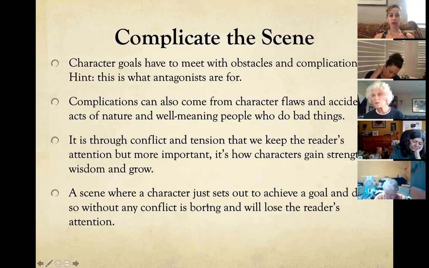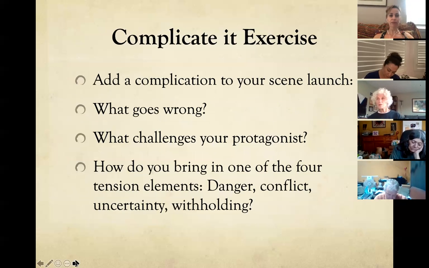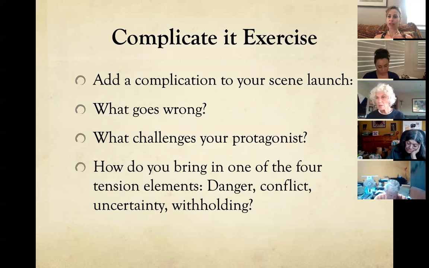Whatever it is. Okay. So anytime you've got a scene where it's like, here's my character's goal, they went to achieve it, they achieved it, you're going to have readers feel a little bored, a little disinterested, anything like that, right? So we're going to do a complication exercise with that same scene launch you began. This complication can come later in the scene than you've actually written, but I want you to imagine that something goes wrong or challenges or it acts as an obstacle to your character in this scene. And if you can bring in one of these elements, danger, conflict, uncertainty, withholding, please do.